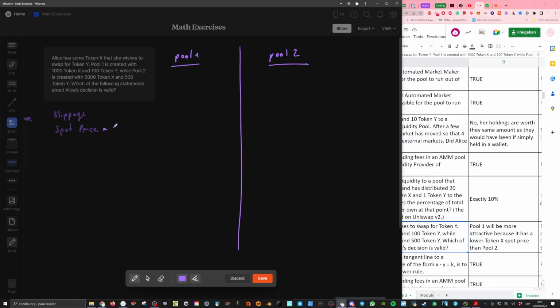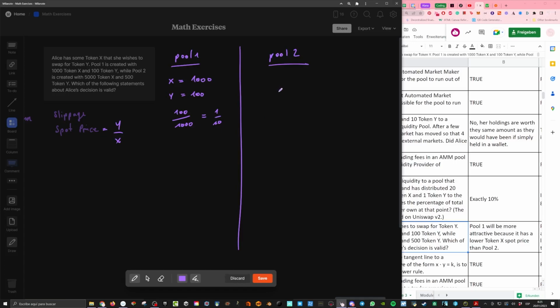In the first pool, we know that x is 1000 and y is 100. So let's look at the spot price for pool 1. Y equals 100. Yeah, correct. So the spot price is 100 by 1000, which is 1 by 10. And what's it for pool 2?